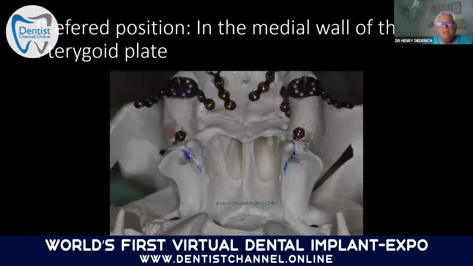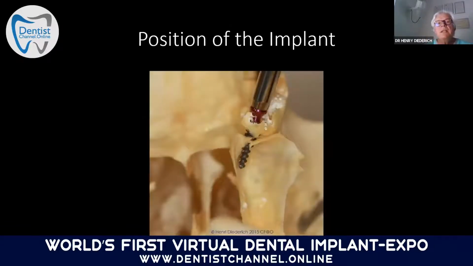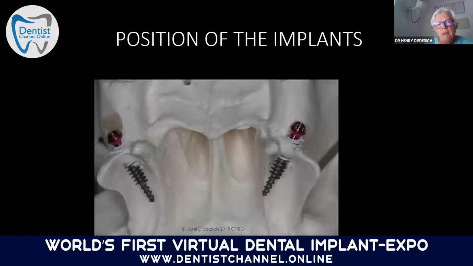So you see then our pterygoid implant, and the preferred position, of course, is in the medial wall of the pterygoid plate. So here, in this ideal case, the implant is fully engaged in the cortical bone. You see here the position of the implant. Or here, this also may happen. That is not the point. Here we are in the pterygomaxillar fossa. So here you are in the muscle. That's not an issue. That's not a problem.